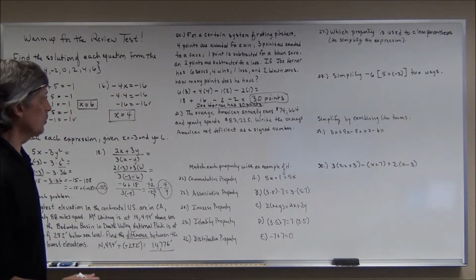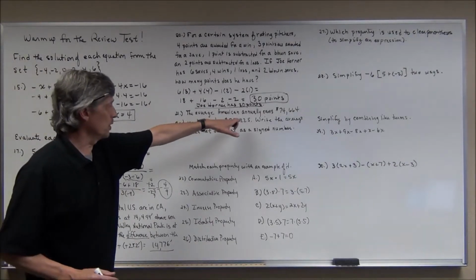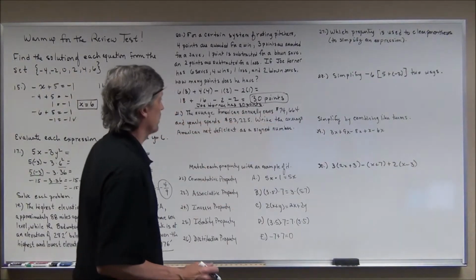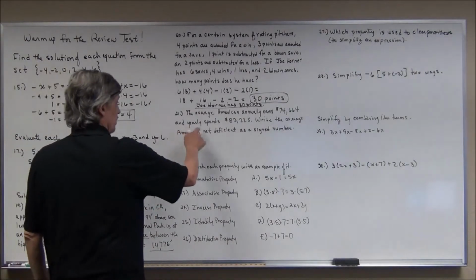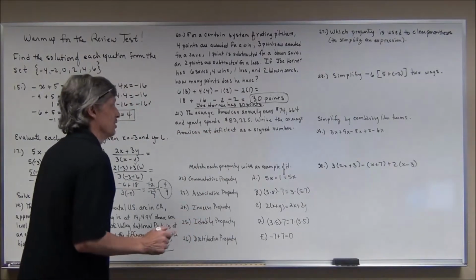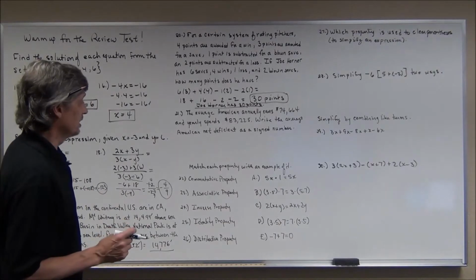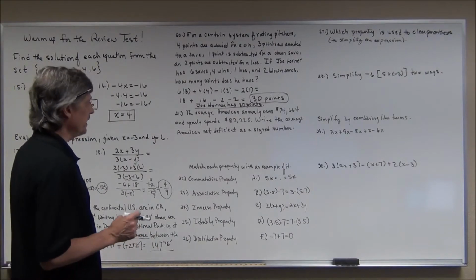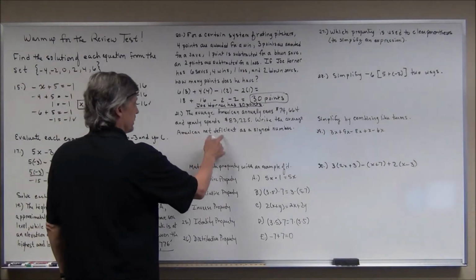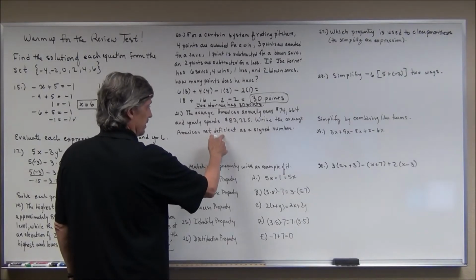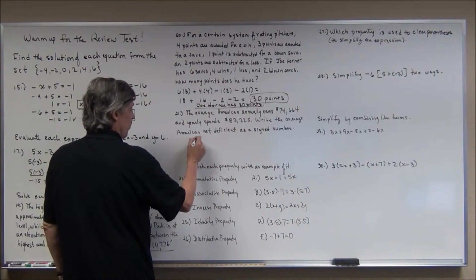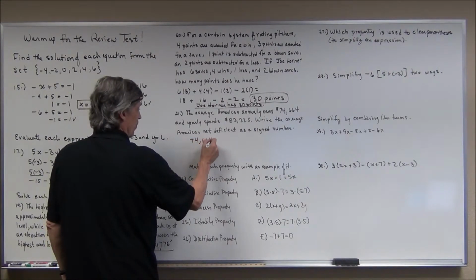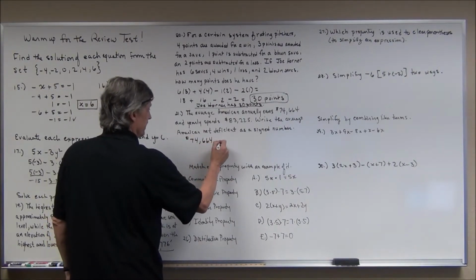The average American annually for the year earns $74,664 and yearly spends, or annually spends, $83,225. See something wrong here? Write the average American net deficit, because we have a deficit here, as a signed number. He's making, or she's making, $74,664, but spending $83,225.